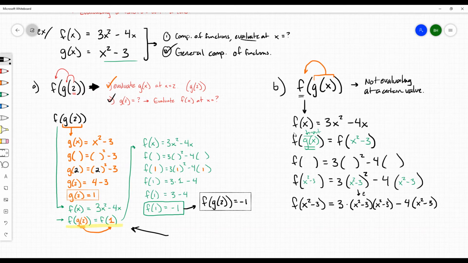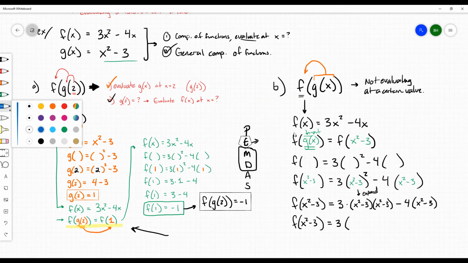So this piece is going to get some students a little bit confused. You need to expand first before you start multiplying things out. Just like we did before, we have some sort of PEMDAS that we need to keep in mind, right? So multiplication and division are going to come after the exponents and expanding. So we got to expand that first, then we can start multiplying it out. So we'll have f of x squared minus 3 equals 3 times. Now in this step, it's going to look a little bit different than what we've done before.